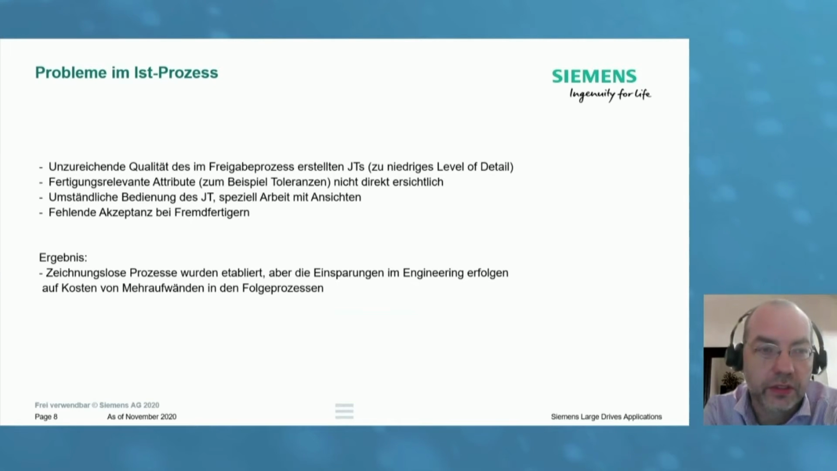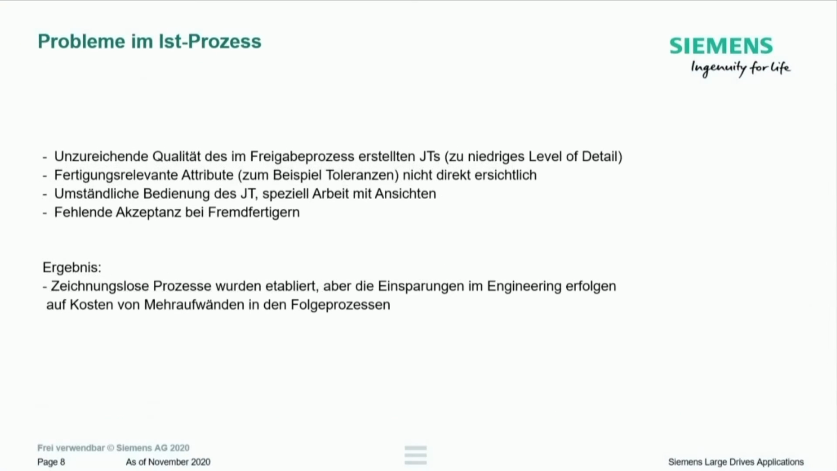In high capacity, we also had second sources, and here we had problems. I've got a JT, and they simply didn't understand what to do with it. That means on paper, these drawingless processes were established. There were savings, of course. But that did not generate any advantages, really. And the whole process continues. It's about quality control.